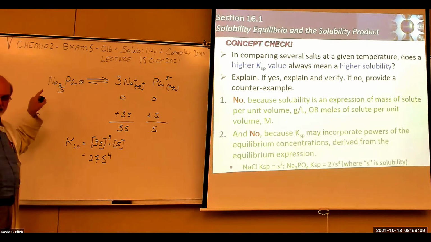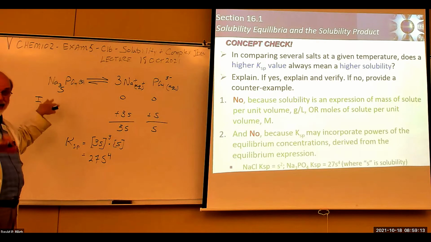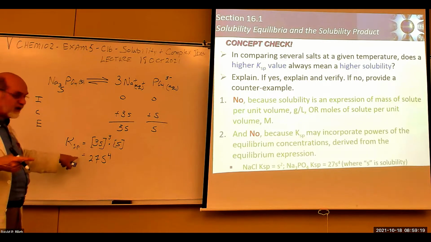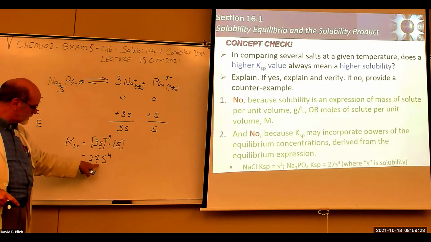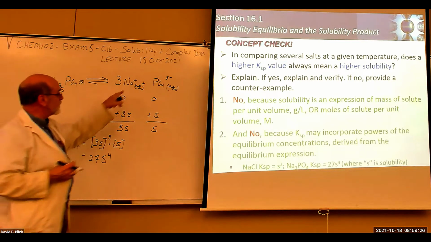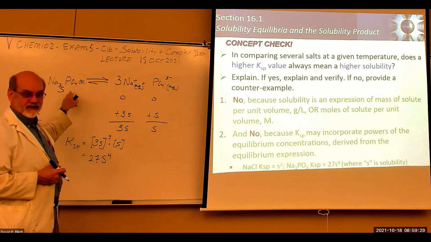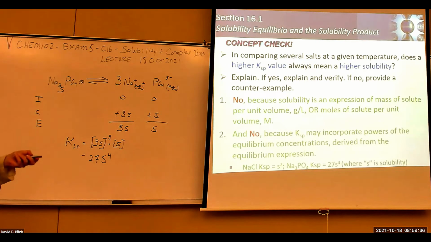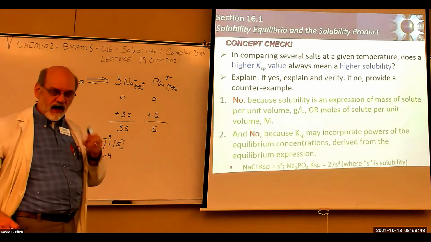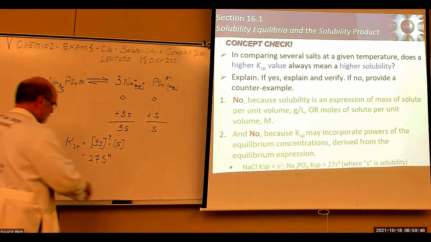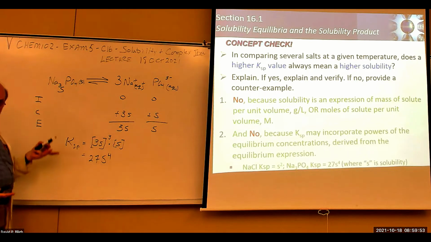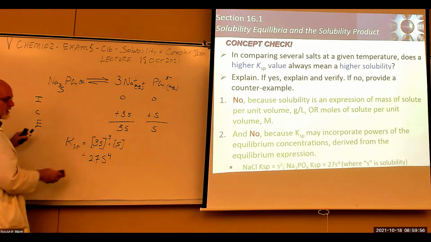So you can have the exact same solubility. I'm not saying that it is, but if you had the same solubility for sodium chloride and sodium phosphate, you would have a completely different KSP because of these factors. And it's based upon how many ions are produced by the salt that goes into solution. That's the whole point of this discussion, that solubility product and solubility are not the same animal. Although we did use solubility to give us the KSP, the expression is not the same.